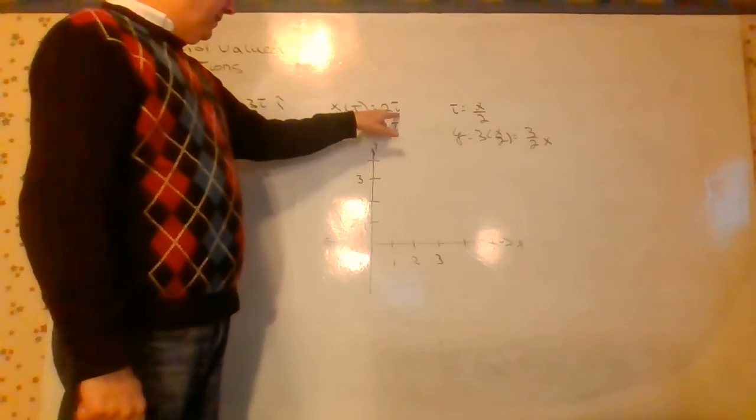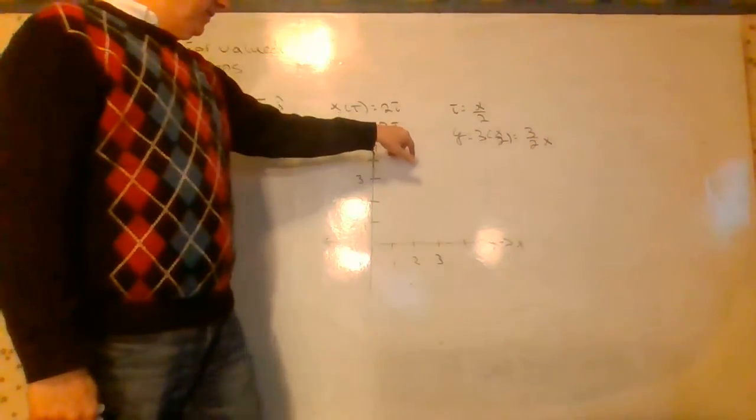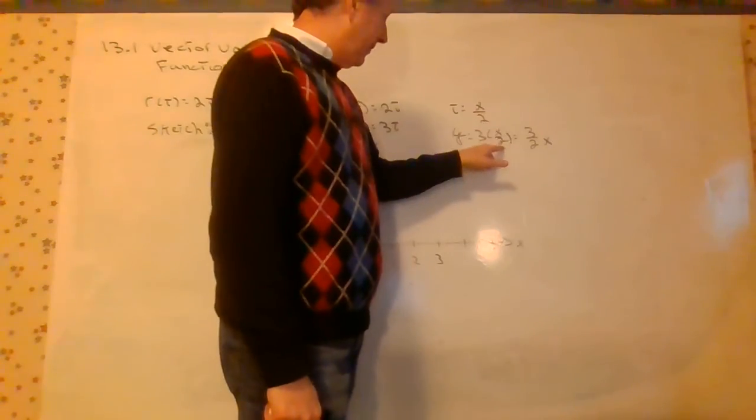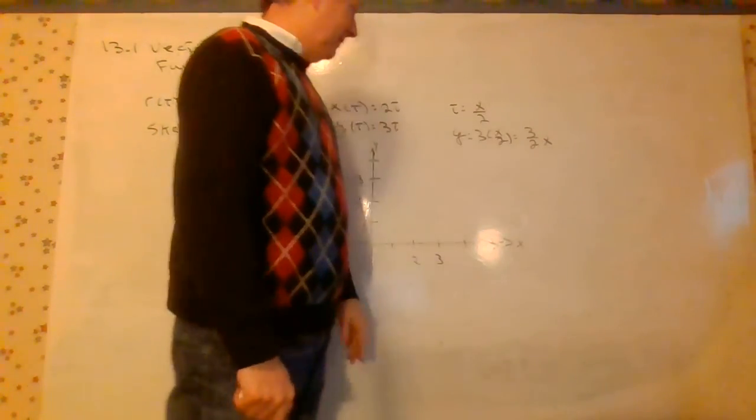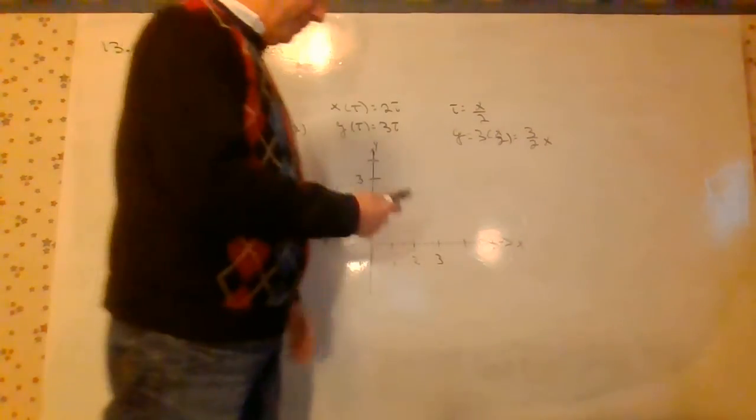You could solve for t, divide by 2. t is x over 2. Substitute here. You get y equals 3 times x over 2, or 3 halves x. That's a straight line through the origin with slope 3 halves, quite simply put.